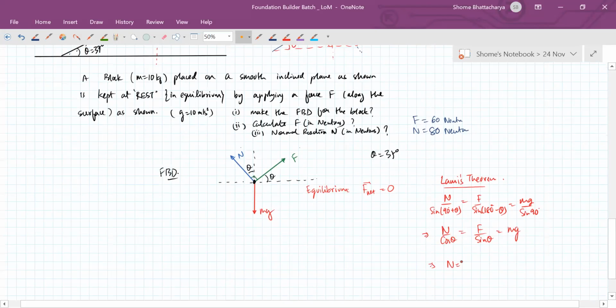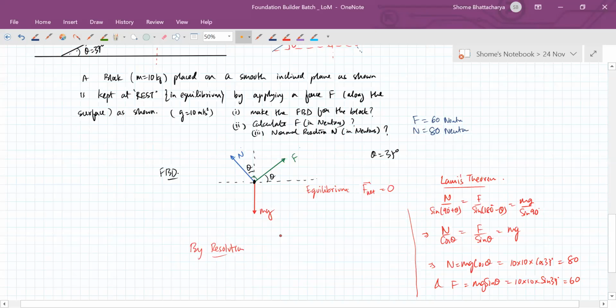So N should be equal to mg cos theta, which in this case will become how much? It was 10 kg into 10 meters per second square into cos 37, which is 4 by 5, so 80 newtons. And F will become mg sin theta, which is again 100 newtons multiplied by sine 37, which is 3 by 5, so it becomes 60 newtons. So that's one way of solving. Another way is you can also do it by resolution.